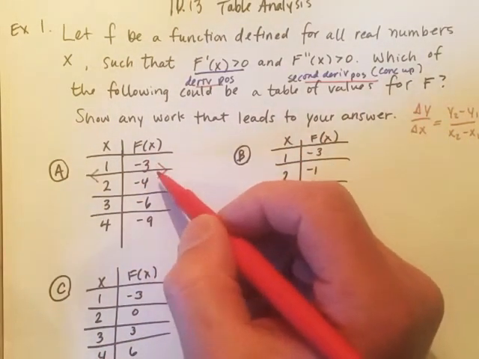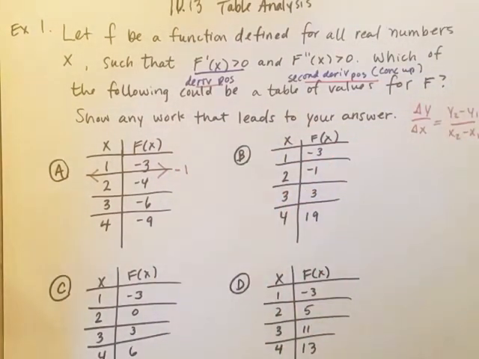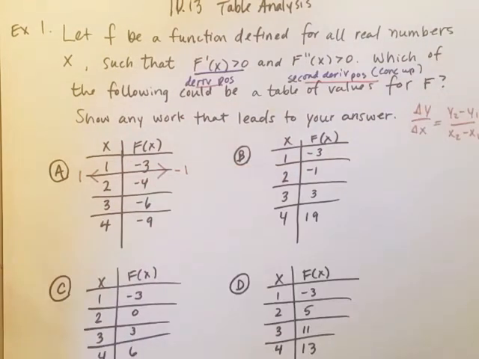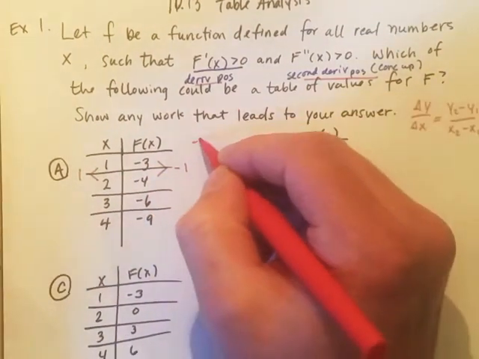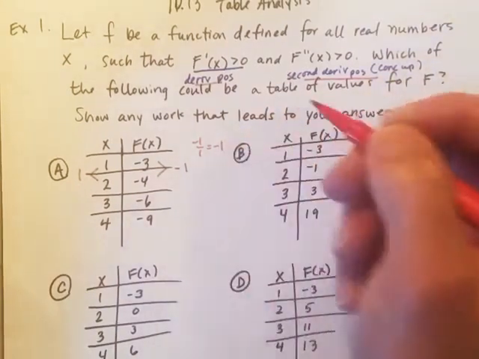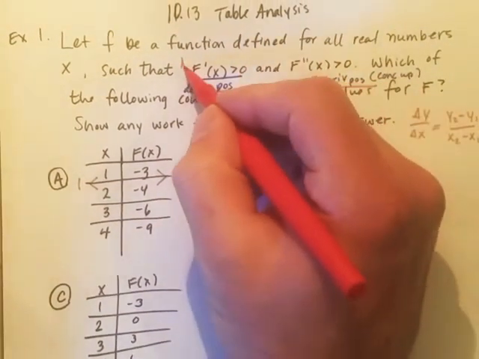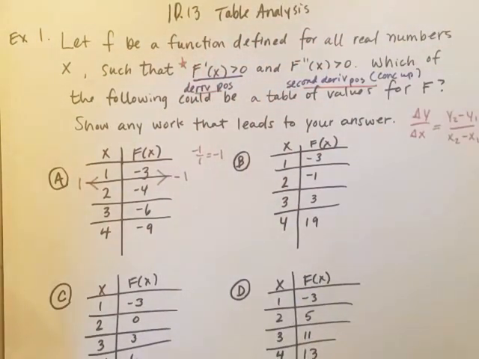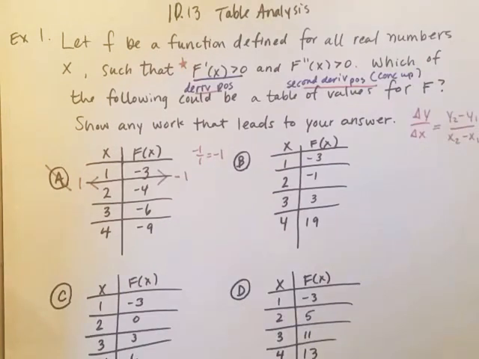So our y values are decreasing by 1. From -3 to -4 is a decrease. And on the other side, it's increasing by 1. So that tells me that -1 over 1 is -1. Now that can be crossed off, because it tells us in the very first part that our derivative has to be positive. So we're specifically looking for something that has a positive derivative. We can cross off A.